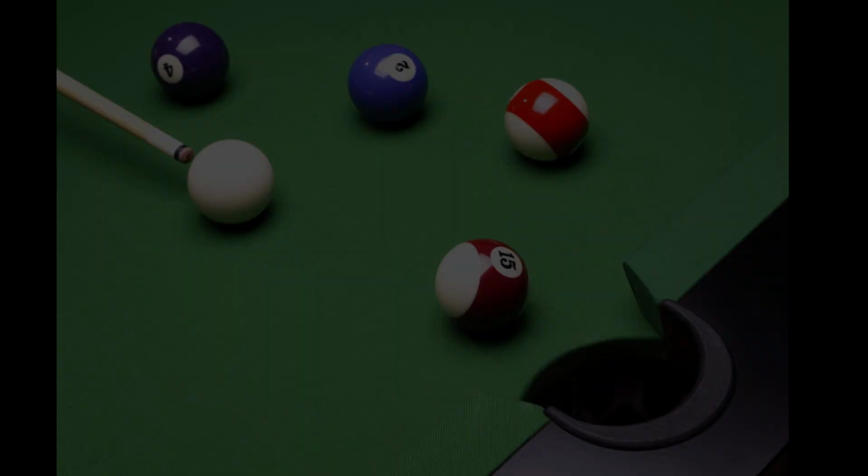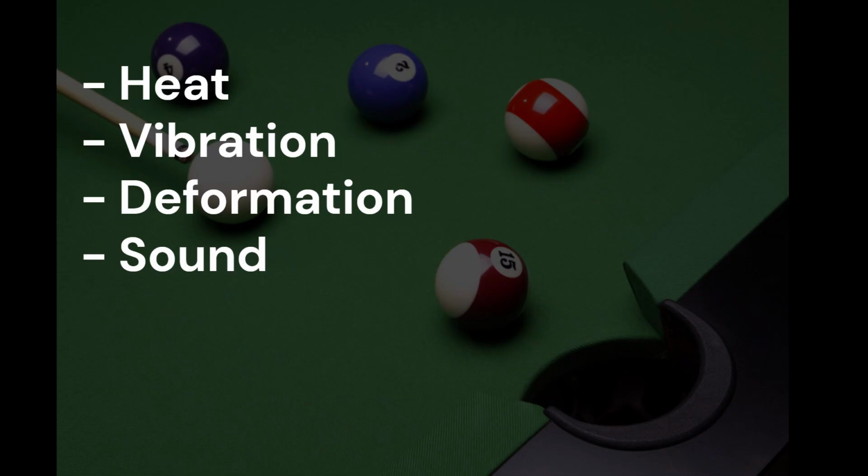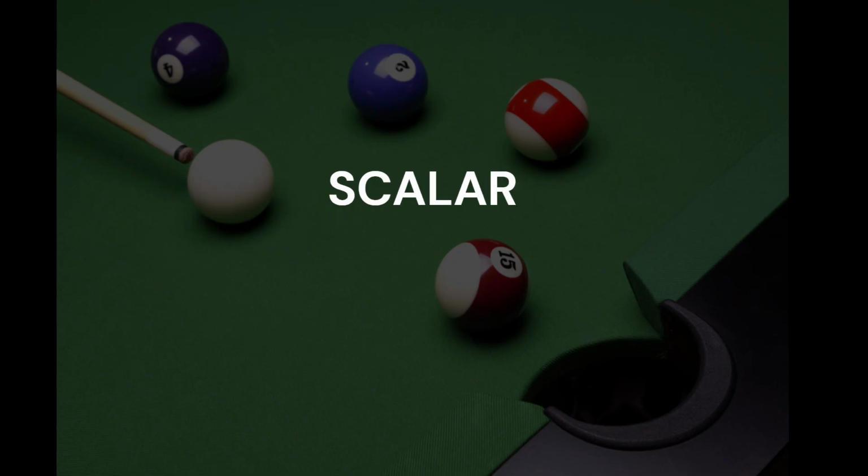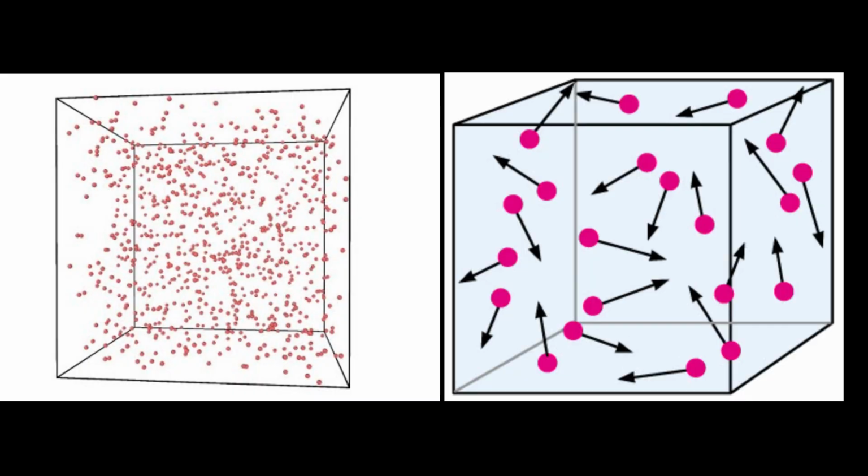Kinetic energy equals motion. When we talk about kinetic energy, we usually talk about things like heat, vibration, deformation, and sound. These are all things in which direction is irrelevant. So conventional science treats them as a scalar. Now, according to Draft Science, these are all vectors because these things also have motion in a certain direction. And yes, of course, that's correct. All of these are indeed motion, but at the microscopic level.